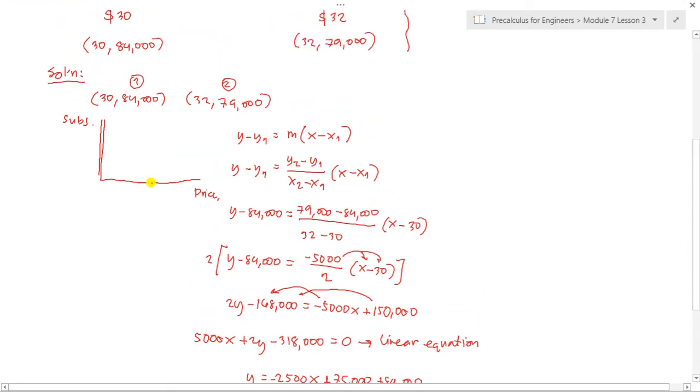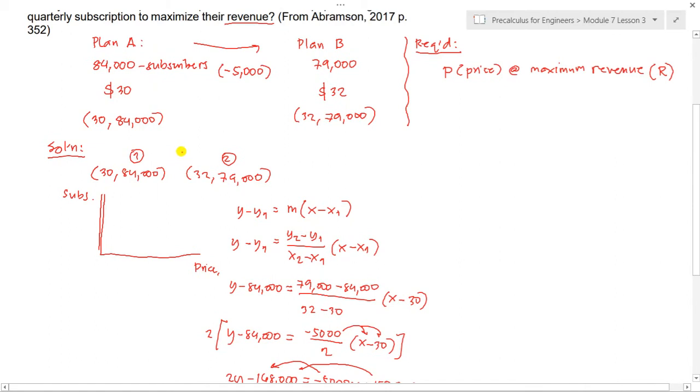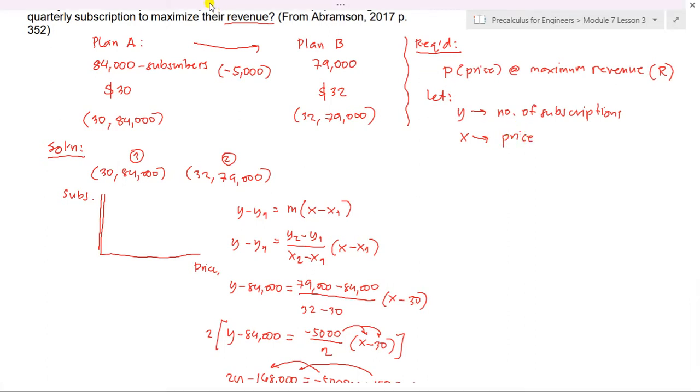Now, here let y be the number of subscriptions, or the subscribers, and then x would be the price of the newspaper. So to be uniform, the price here is just x. Okay, let y be the number of subscriptions, and x is the price.